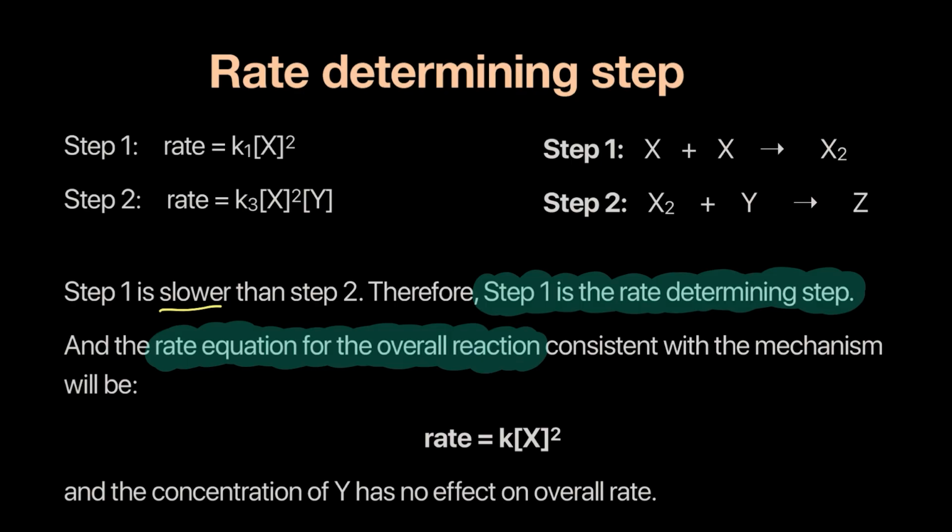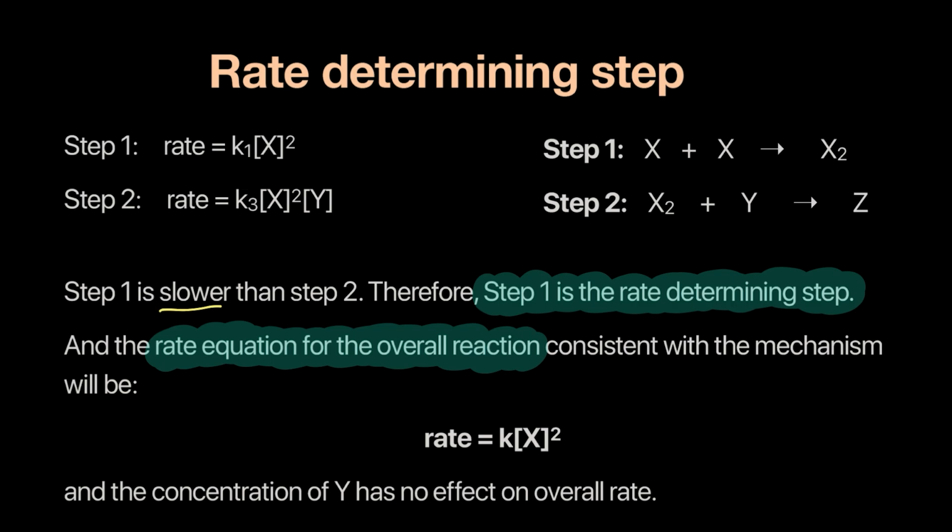Now on the other hand, what if I had said, okay, what we discovered is step 2 is slower? Then the rate equation would have been this. So we have to be told which is the slow step, because the slow step determines the rate. If step 1 is slow, the rate equation for that step is the overall rate equation. If step 2 is slow, the rate equation for that step is the overall rate of reaction.